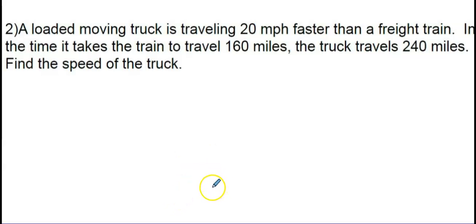A loaded moving truck is traveling 20 miles per hour faster than a freight train. In the time it takes for the train to travel 160 miles, the truck travels 240 miles. Find the speed of the truck. These are those types of problems that you see on social media, and they're like, no way I will ever be able to solve this. You got this though. You can do this. Let's look at our different parts here.